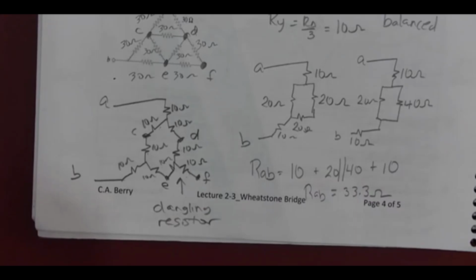Any questions? So as long as you have a balanced delta or Y, the formula is relatively easy because you either use RY equals 3R delta or R delta equals RY over 3. So now let's see what happens when you don't have a balanced bridge. This is page 5.